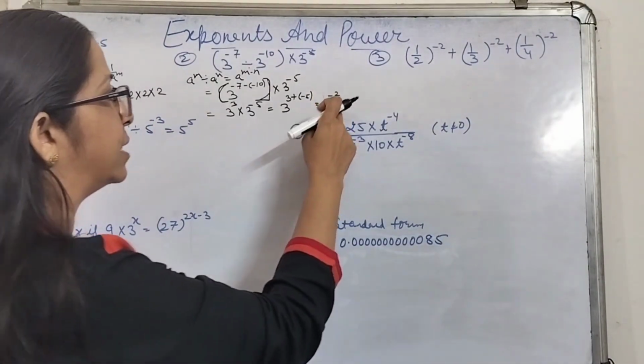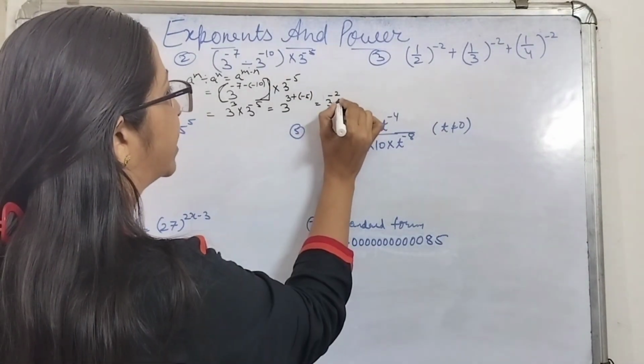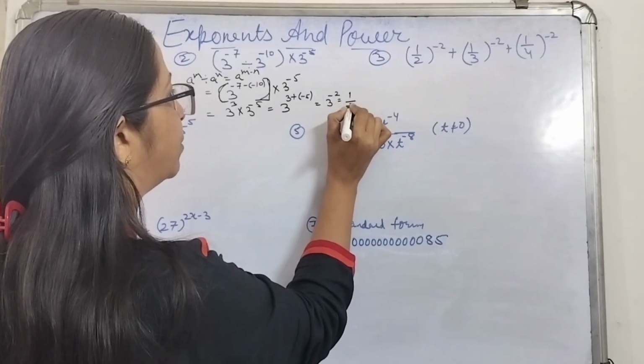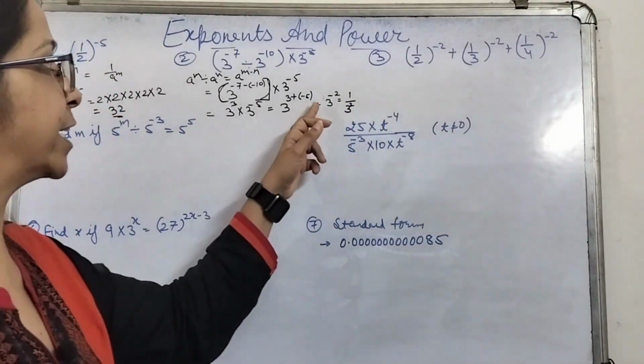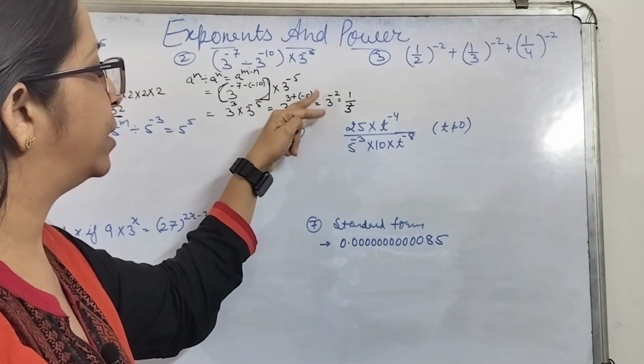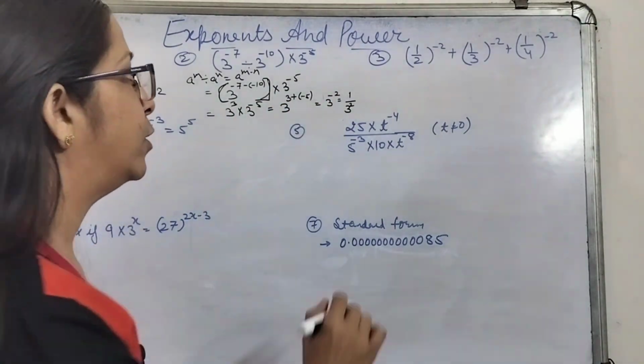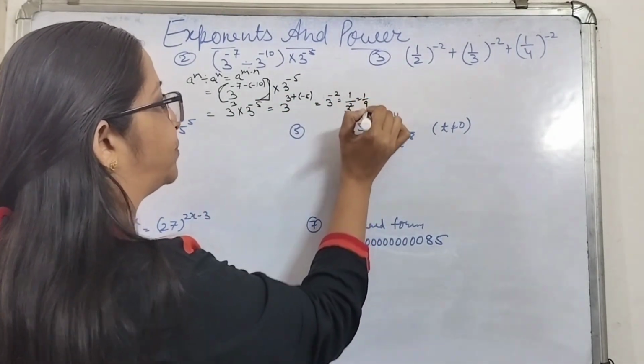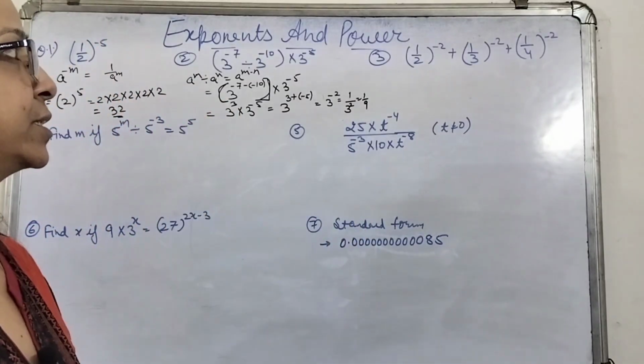So either we will write it as 3 raised to the power minus 2, or we can write it as 1 upon 3 raised to the power 2 also. If we want the exponent to be positive, in that case we will reciprocate the number and the power will become positive, or it will be 1 upon 9. Anyhow, we can write it.